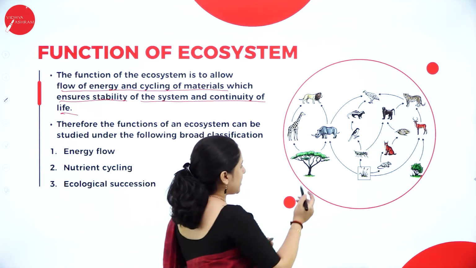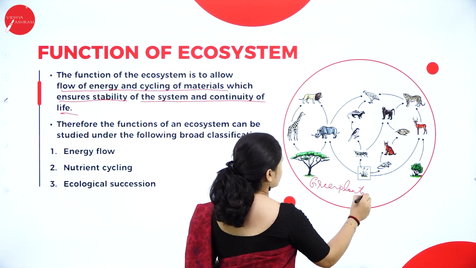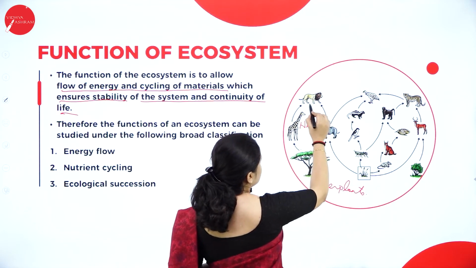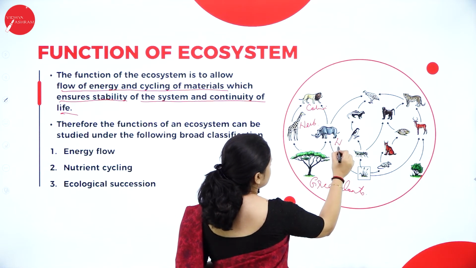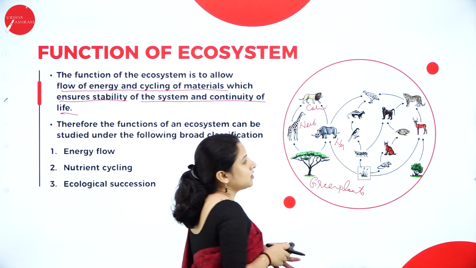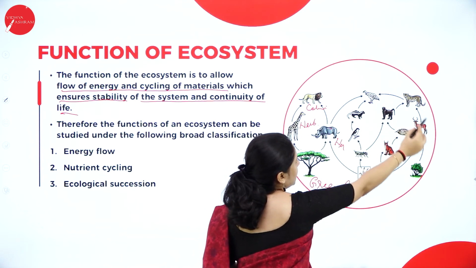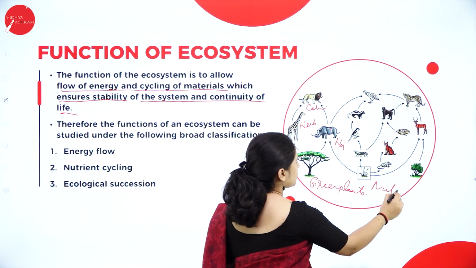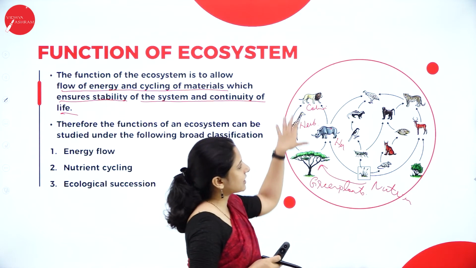wherein, say for example, we have the green plants. So the green plants here will be the producers. These green plants are eaten by the herbivores. The herbivores are eaten by the carnivores. Again, these carnivores are eaten by the omnivores. So like that it continues, and at the end of the day all of these will die, including the plant. So all the nutrients will get added to the soil itself, right? These will again be utilized by the green plants, and the cycle will continue.